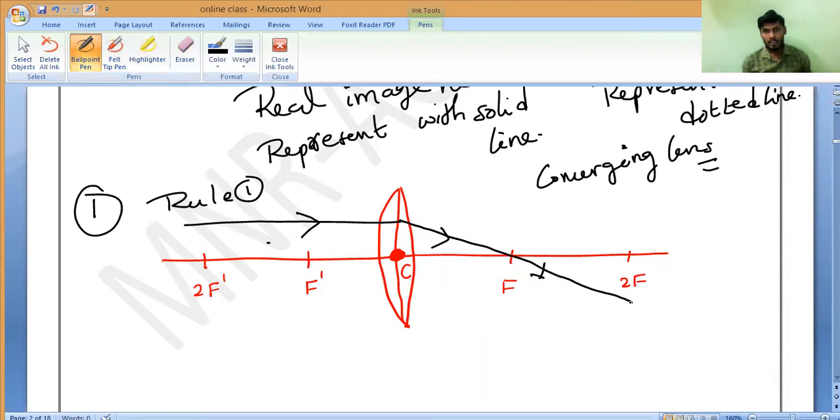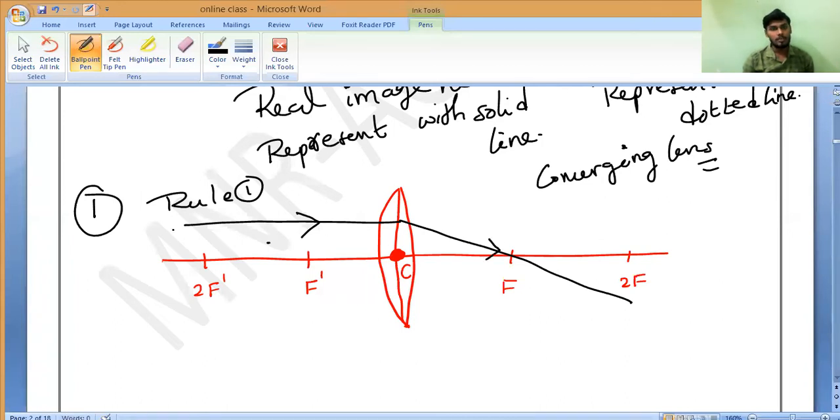The refracted light ray will go through the focus. That is rule number 1. Any doubt, anybody? You have to take any 2 special rays. Every time, only 2 special rays are enough to form the image. So the light ray which is parallel to the principal axis will go through the focus.